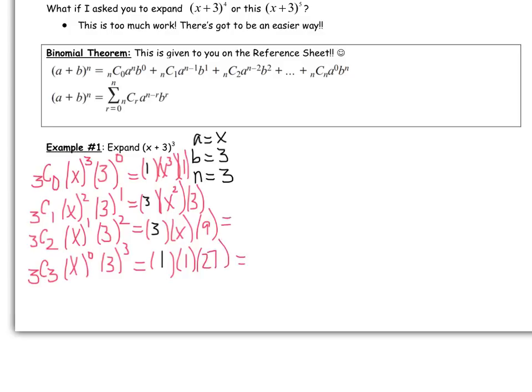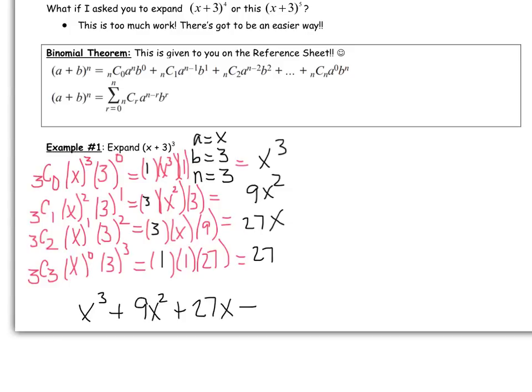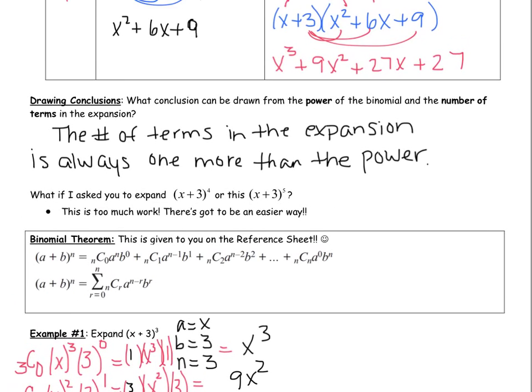So we can simplify a little bit more. I'm going to put this one over here. So this 1 times x to the third times 1 is just x to the third. 3 times x squared times 3 is 9x squared. 3 times x times 9 is 27x. And 1 times 27 is just 27. So now we're just going to write all these terms out horizontally: x to the third plus 9x squared plus 27x plus 27. That's it. And that's exactly the same thing here.